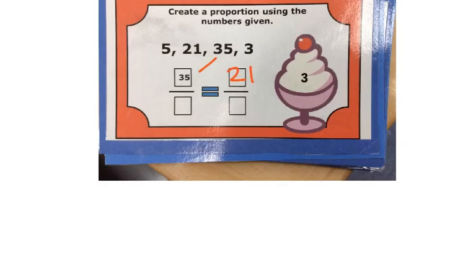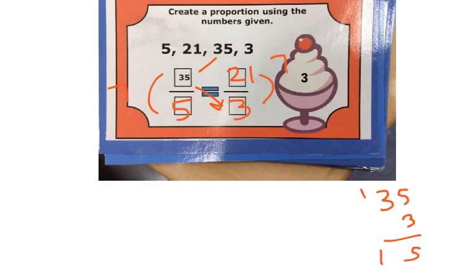But I can already think, oh, wait a minute, 35 is divisible by 5, and 21 is divisible by 3. When I do that, here I get 7 and here I get 7. So I already know that that's a good relationship right there. And 35 times 3, I'm going to have to do that one out. So that's 105. And 21 times 5 is 105. So those give me the same cross products, so that's a correct proportion.